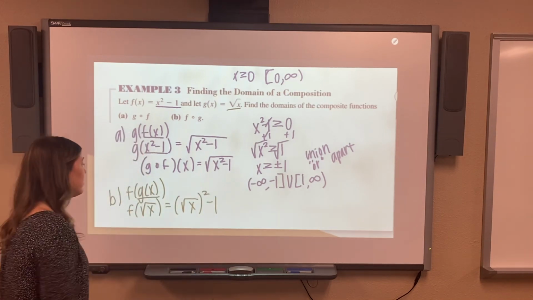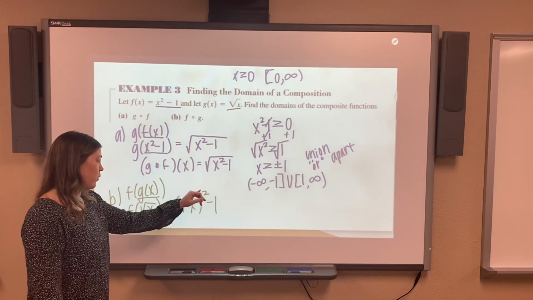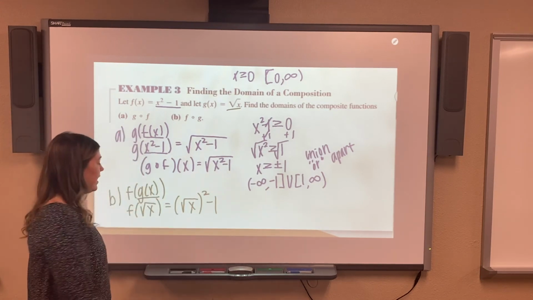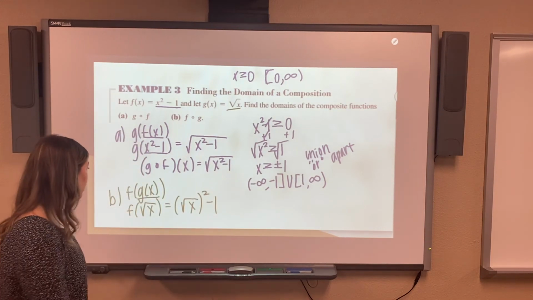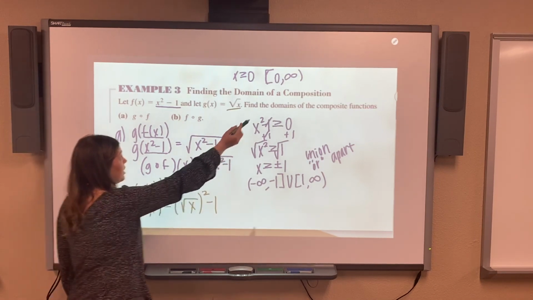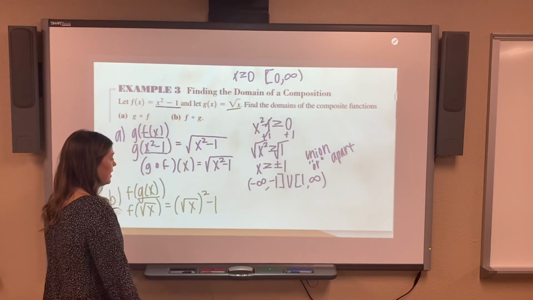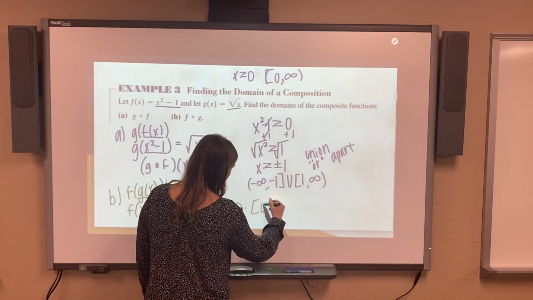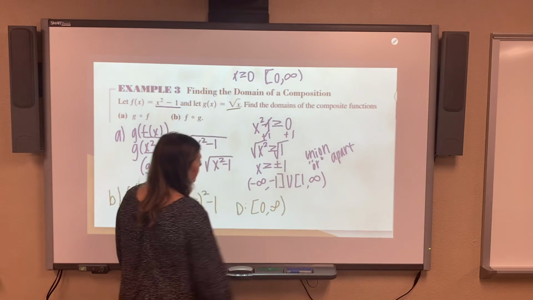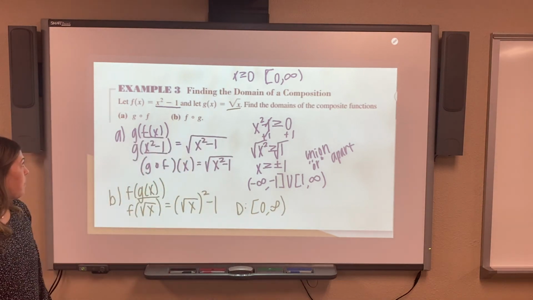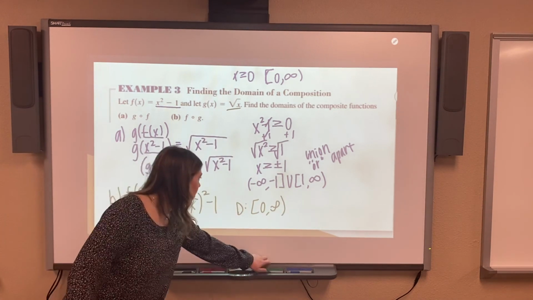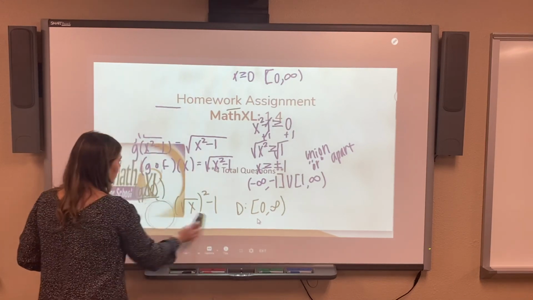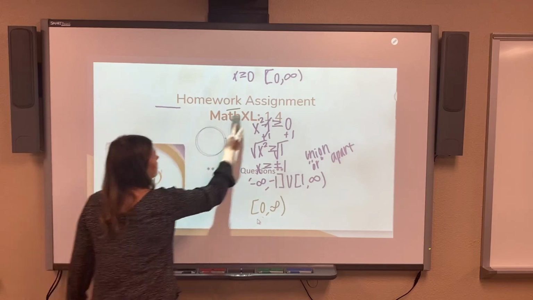We could simplify that, and the square root of x squared would just be x, plus 1. I'm going to leave it like that, and then let's talk about our parameters, because that was g of x. So we're going to look at this domain, and your domain here would be 0 to positive infinity. So that's that.